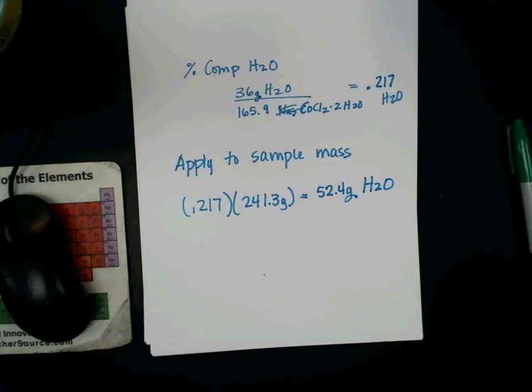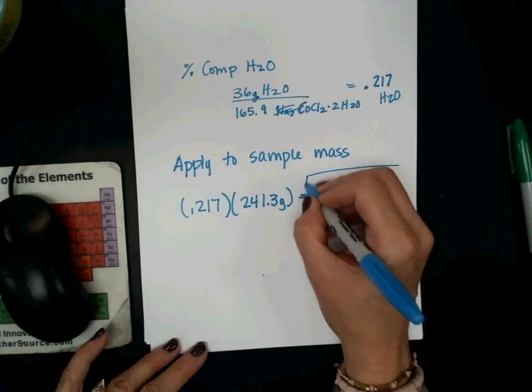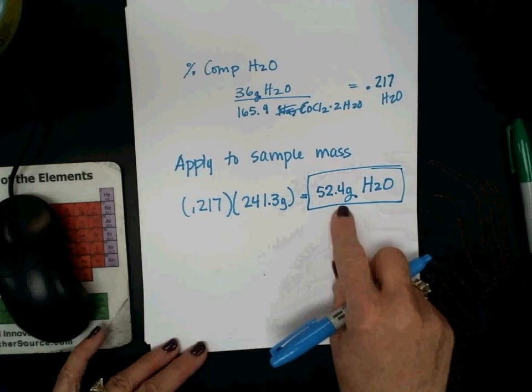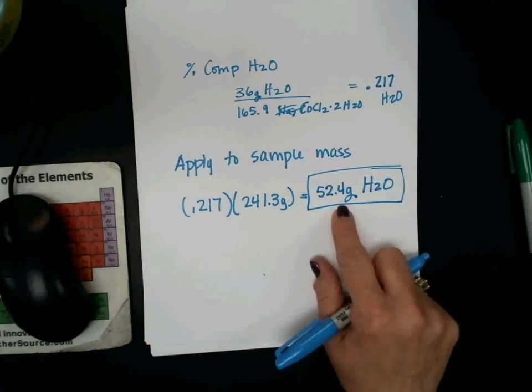Now I'm asked to find the mass of the anhydrous salt remaining. So what am I going to do? See if you can answer that question. What am I going to do with this 52.4? Kinley, do you have any idea? Like how would I find the mass of what's remaining? Yeah, I'm just going to subtract.